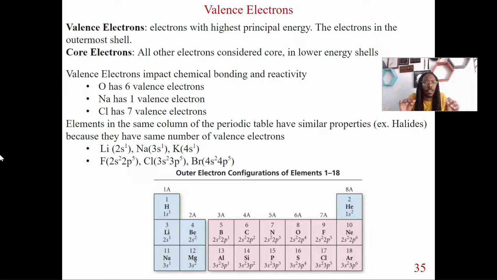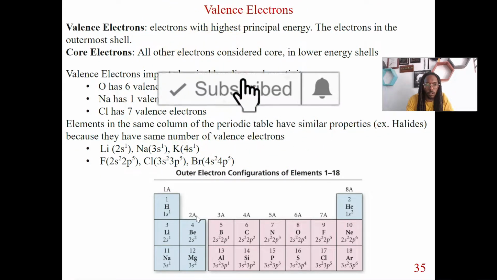Okay, it's okay. So elements in the same column of the periodic table have similar properties, right? We talked about this before, because they have the same number of valence electrons. That's what's new. Valence electrons are impacting those properties that these elements have. So let's talk about this.